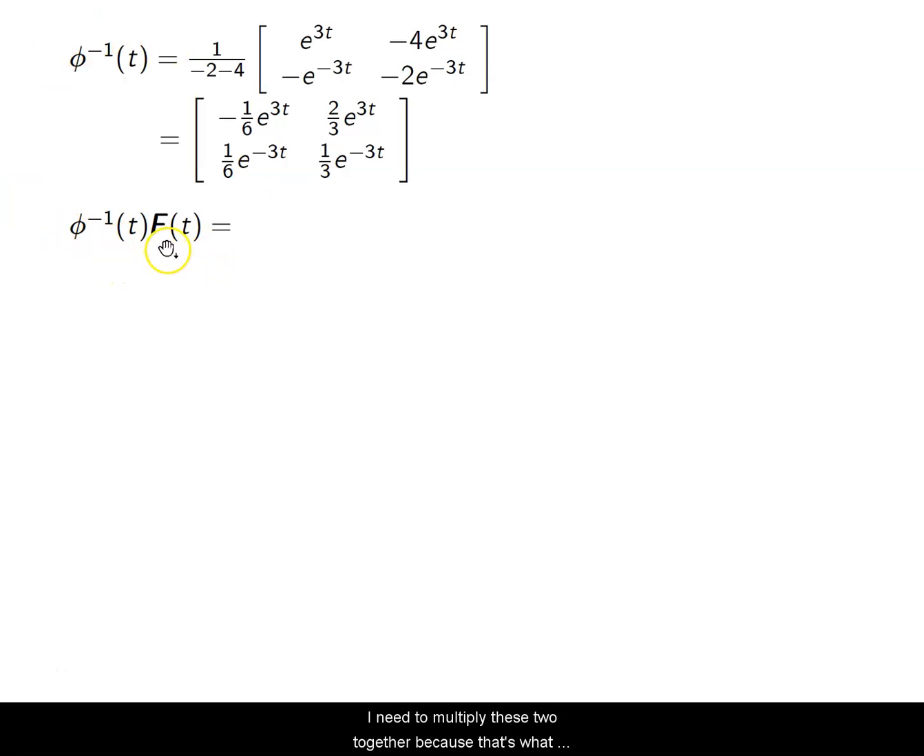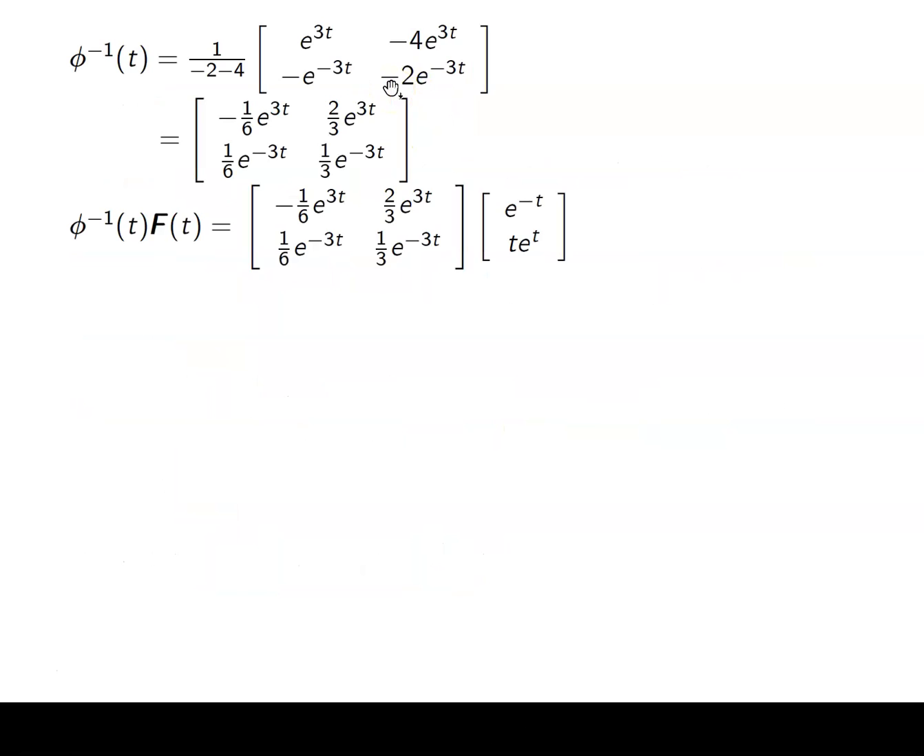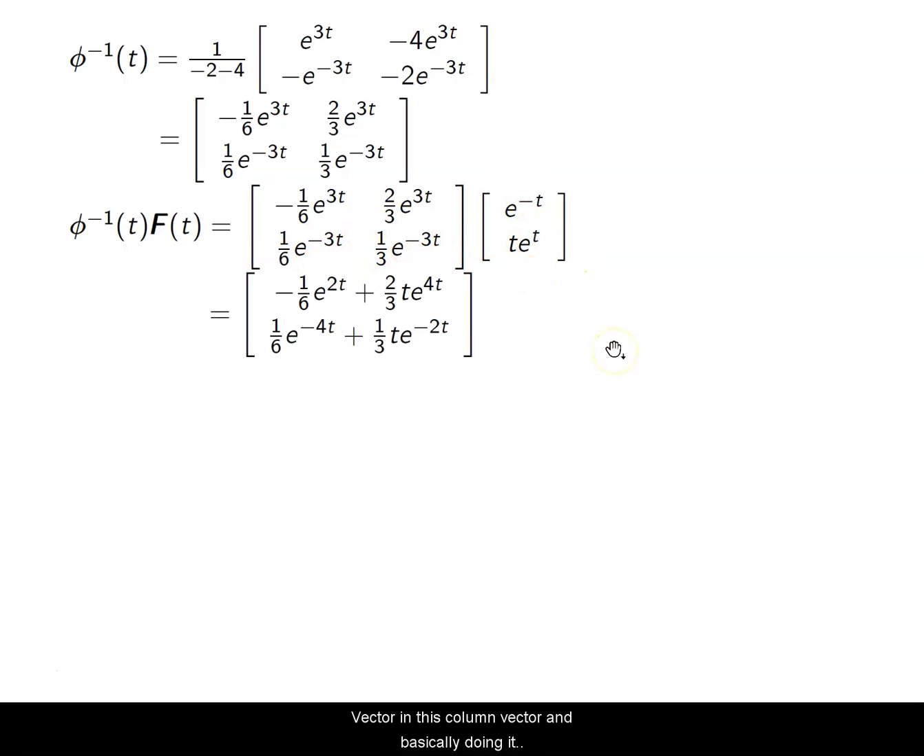I need to multiply these two together because that's what I'm going to take the integral of. So I'll take my phi inverse and multiply it times my forcing function here. So that's what I get. And I obviously will actually multiply it out, so this will change my exponents just a little bit. I'm taking this row vector times this column vector and doing a dot product, and this row vector and this column vector and doing a dot product. So that's the result that I get. That is my phi inverse of t times f of t.